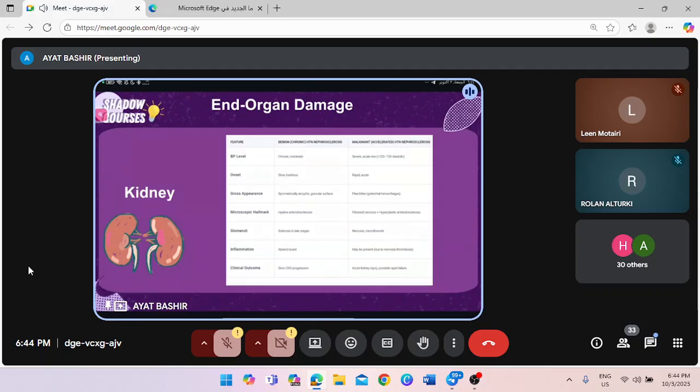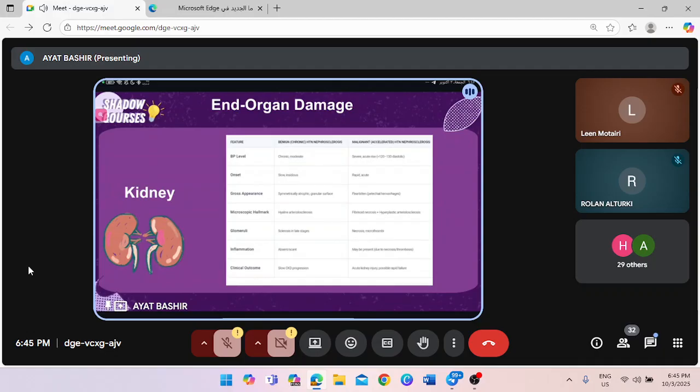Okay, what will happen to the kidney? We have either benign or malignant. The benign is usually chronic, moderate, slow, insidious. The gross appearance will be a symmetrical atrophic granular surface, because both kidneys have this deficiency in the blood, so it will be symmetrical. We'll have hyaline arteriosclerosis in the benign, but in the malignant we will have fibrinoid necrosis with hyperplastic arteriosclerosis.